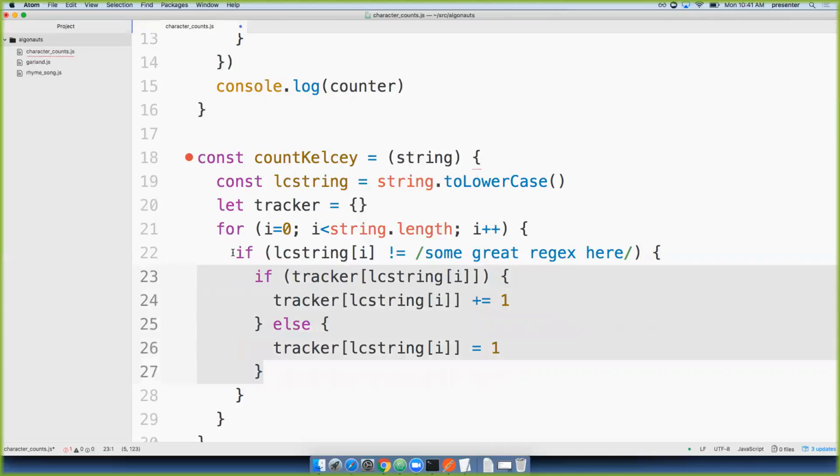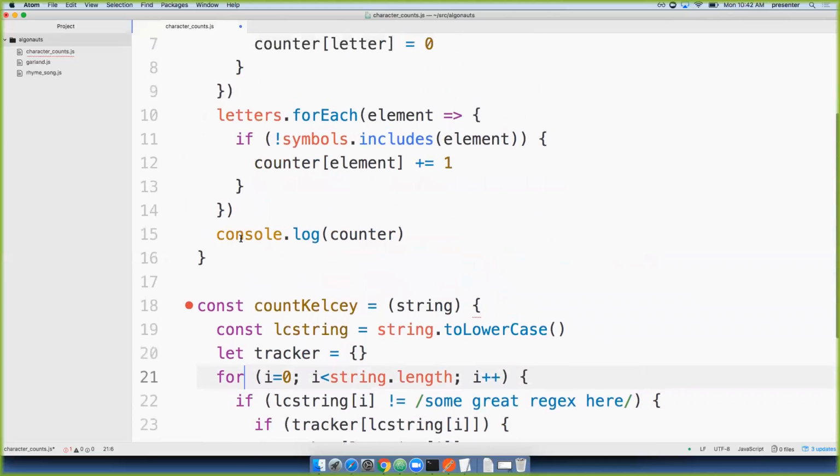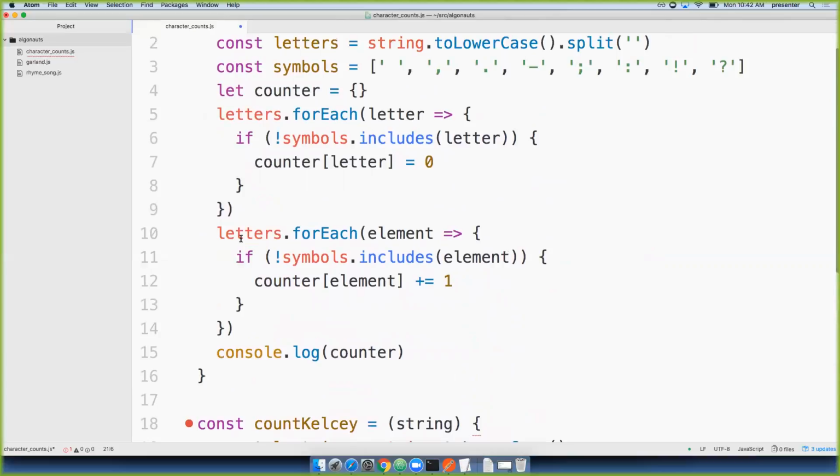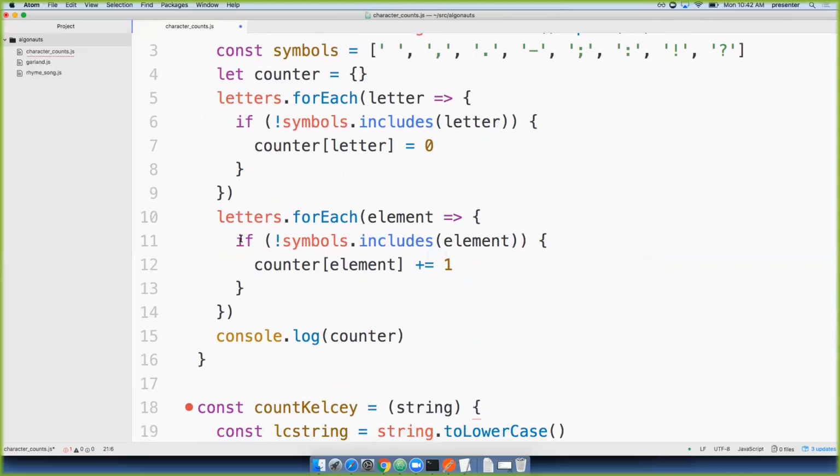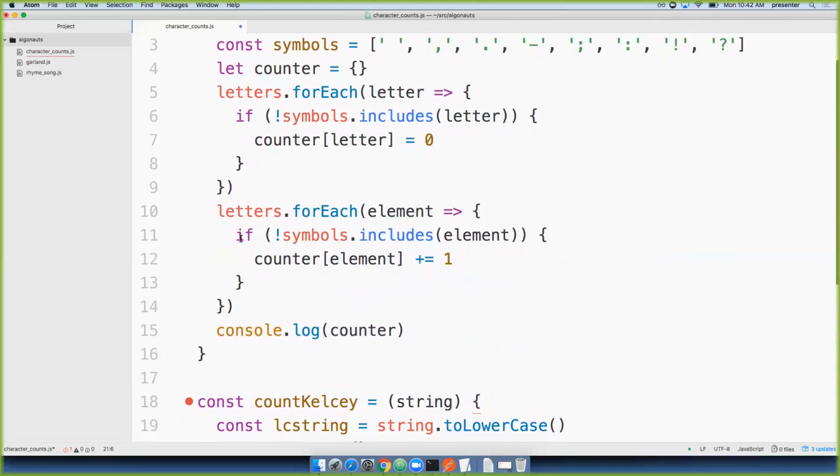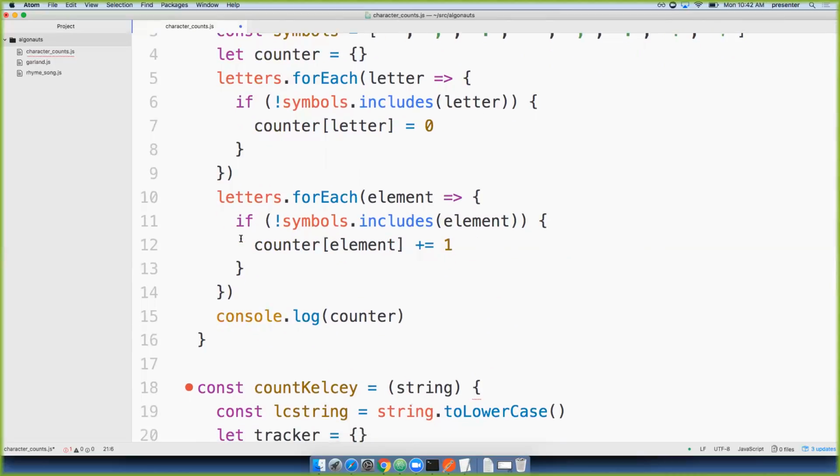So in my solution, instead of iterating through once and setting everything to 0, and then going through twice and setting it to 1, I could get rid of that second for each statement and integrate what Kelsey did. Exactly. And just do, if it doesn't exist, set it to 1.